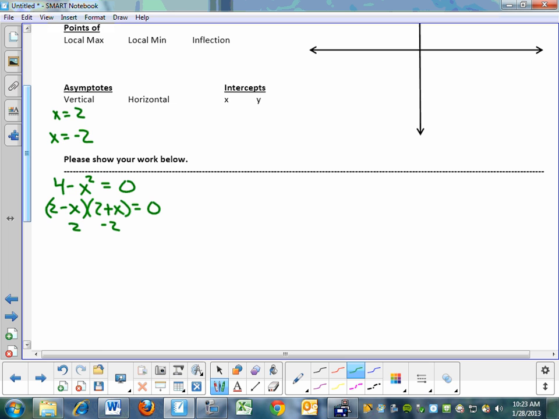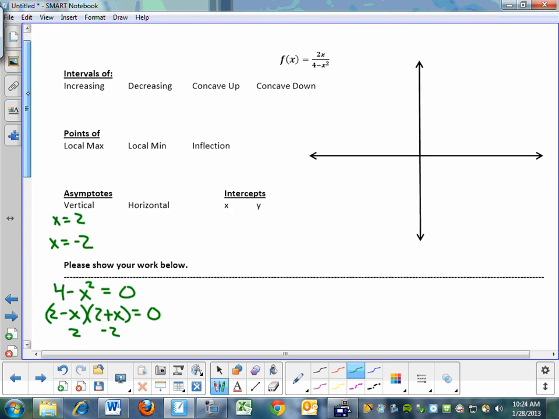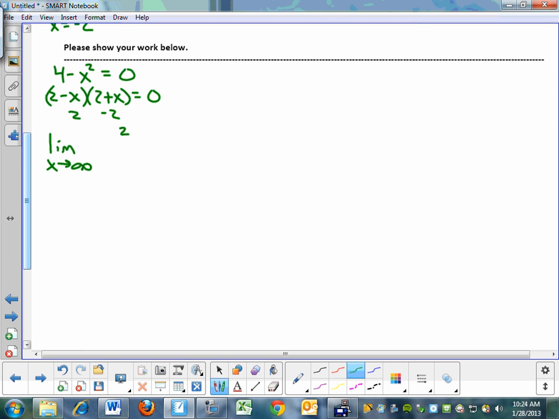Horizontal asymptotes, those will happen as x approaches infinity. So let's try to evaluate this limit. We'll do the limit as x goes to infinity of, what do I have on top, 2x? I haven't actually done this problem before, so I'm just not real familiar with it. So we're going to take this as x goes to infinity. What should I take out of the top? An x, which just leaves us with the 2x. What should I take out of the bottom? x squared. And I get 4 over x squared minus 1.